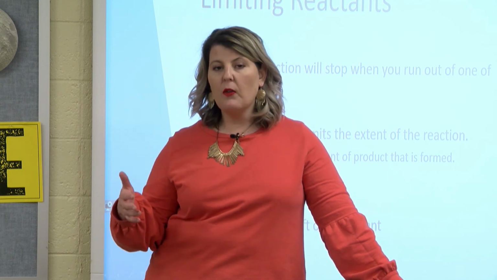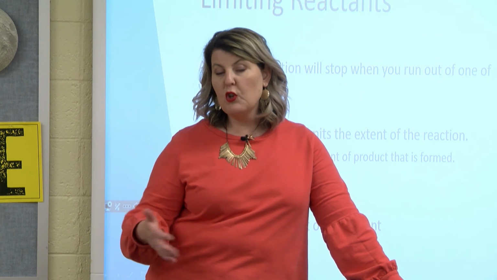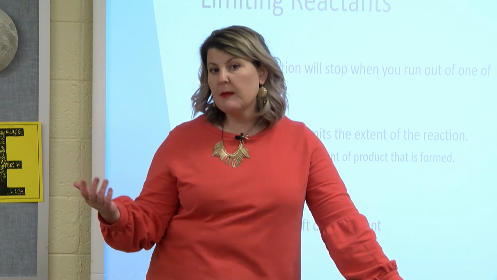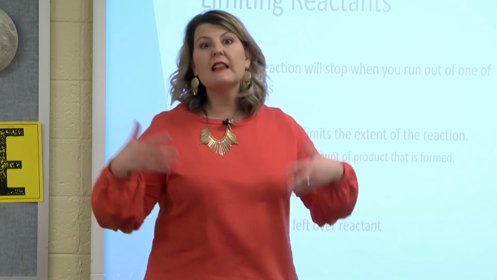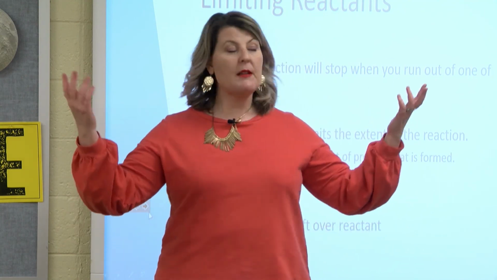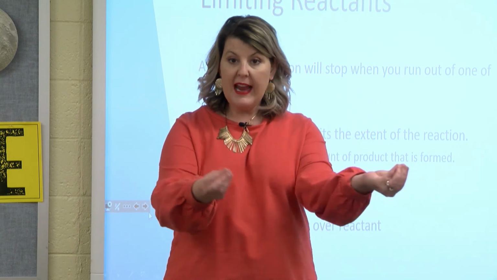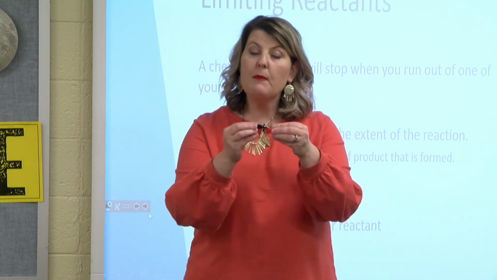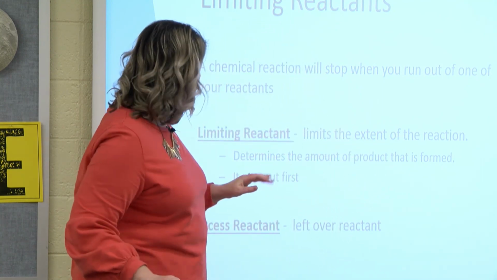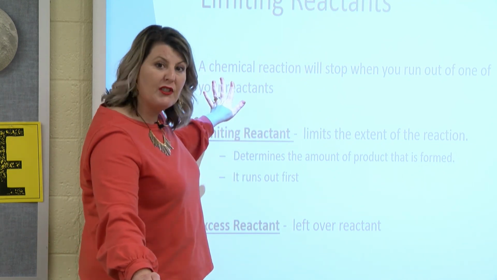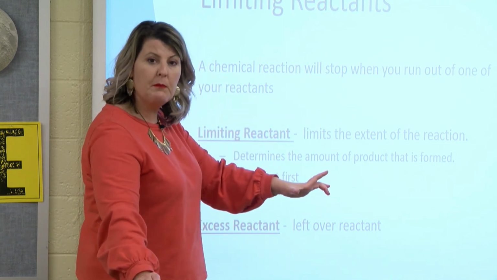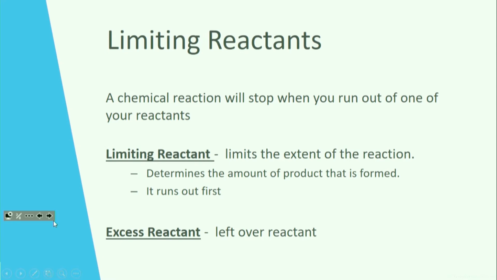We're going to talk about what happens to a chemical reaction when you run out of one of the reactants, because you don't have endless supplies of everything. Like we have endless supplies of oxygen in the air, but we don't have endless supplies of two chemicals, A and B, when we put them together to make AB. So a chemical reaction stops, like the flame, when you run out of one of your reactants. The reactant that you run out of is called the limiting reactant.